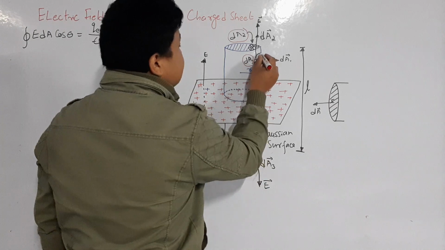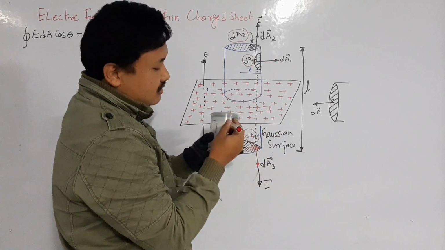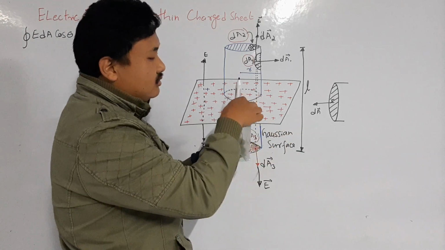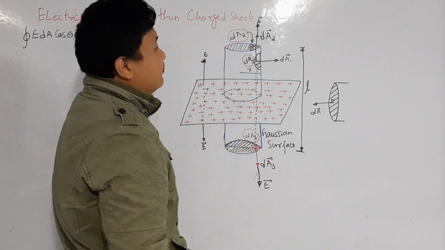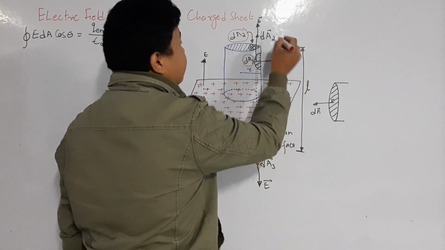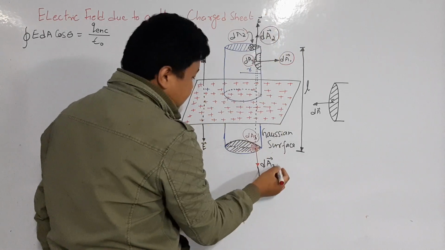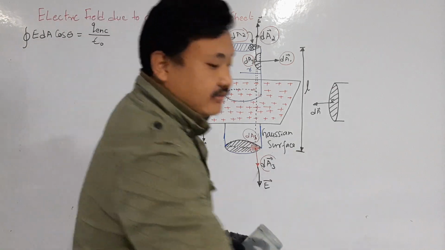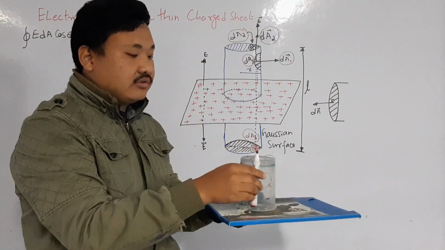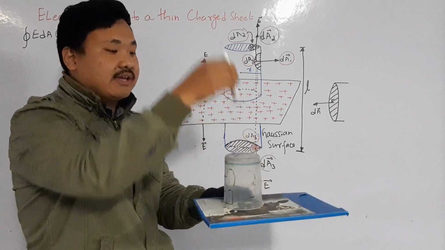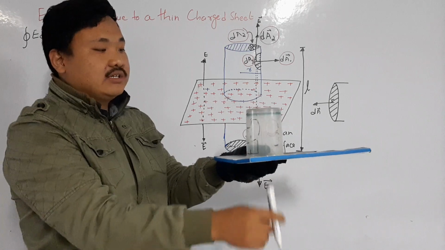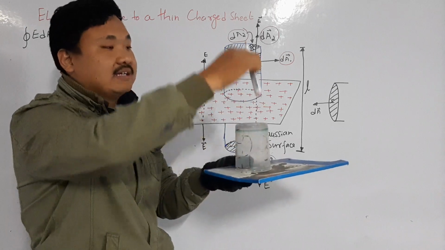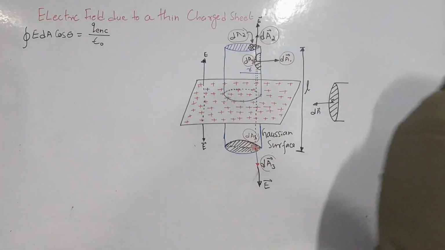So this is the dA1 area vector, dA2 area vector, and dA3 area vector. At the same time, the electric field is going above and down everywhere. It is not going sideways, because the electric field from this sheet goes perpendicular to it. So how many surfaces have I considered here?